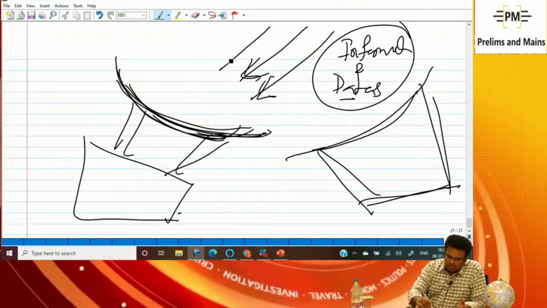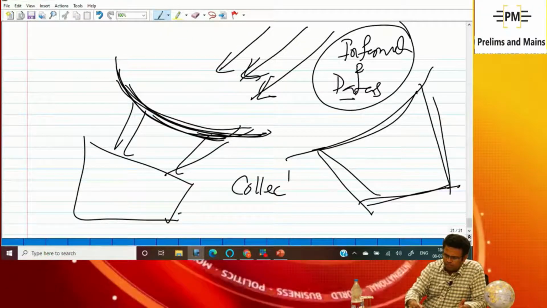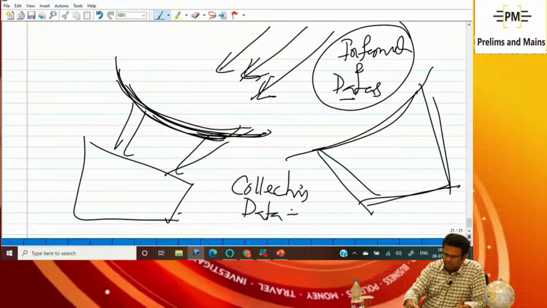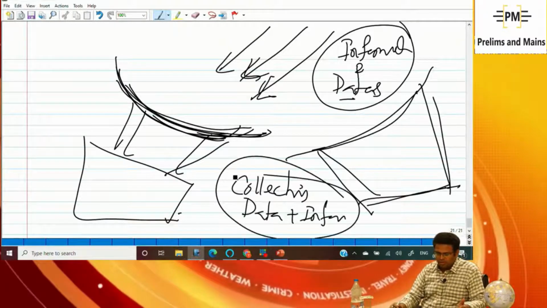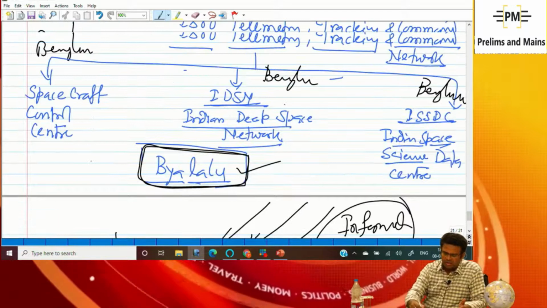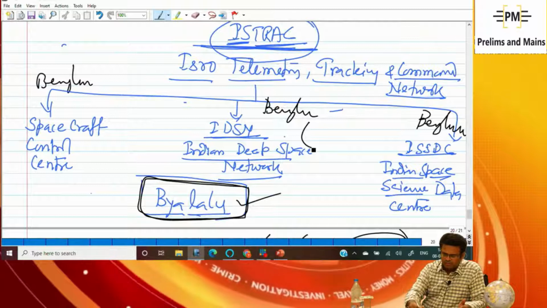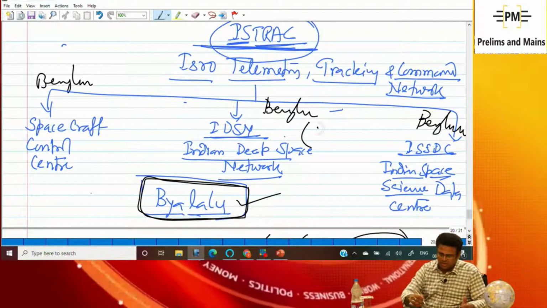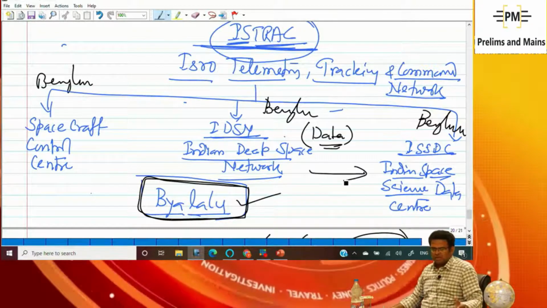So the Indian Deep Space Network is collecting data and information, whatever is being received. Okay, so this is the Indian Deep Space Network. Perhaps this point is clear. What is the job of IDSN? It receives data. One word: it is collecting the data and information, and it is given to the Indian Space Science Data Center.